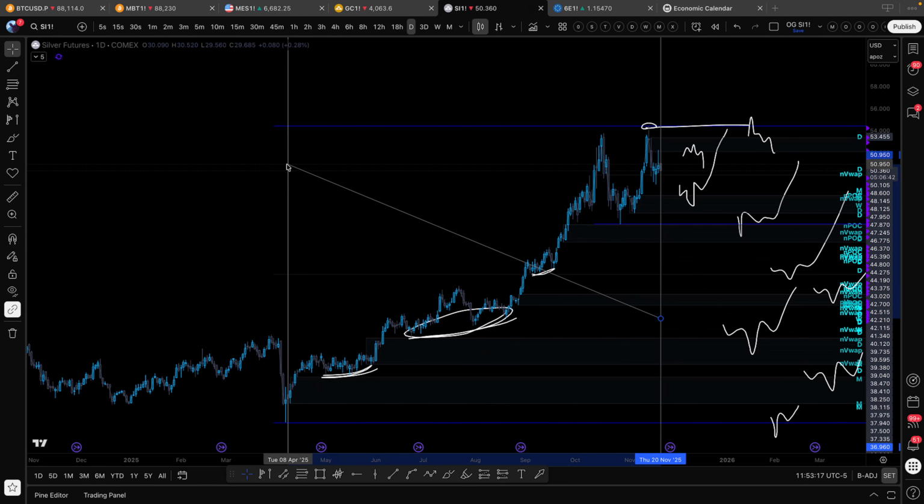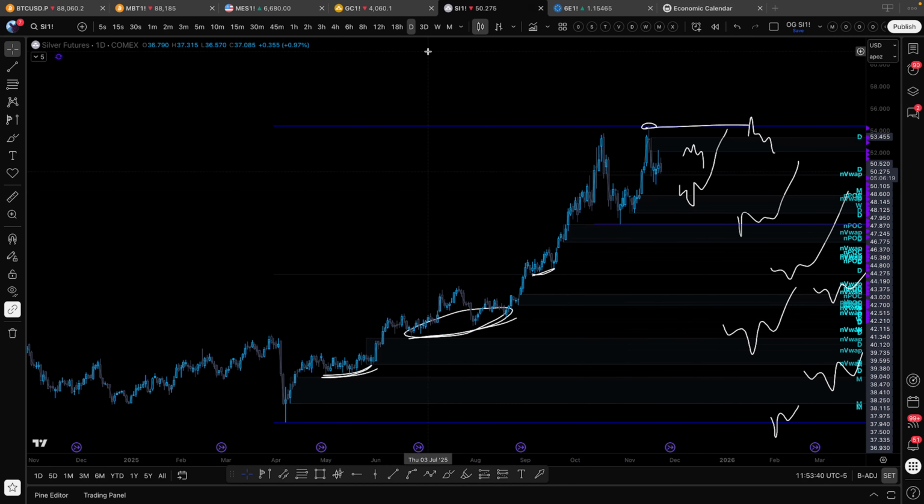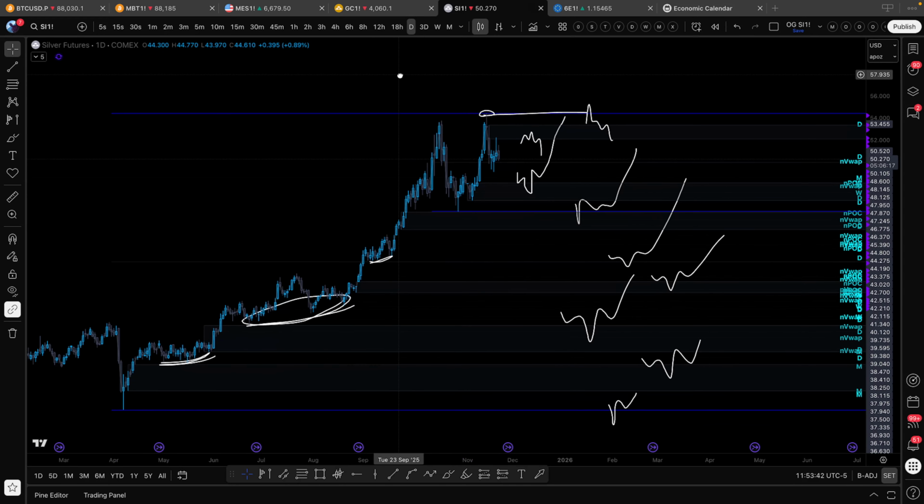And let's go back a bit. Yeah, we do have this point of control here, which aligns very well with sweeping this liquidity into this demand zone. So I do still like that one a lot. Same thing here. Another very high volume node. So each one of these could be very, very nice swing long or swing short ideas.